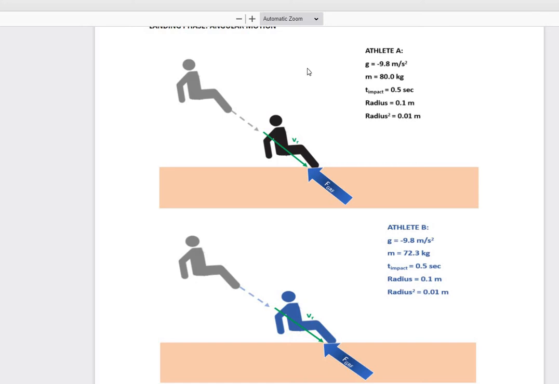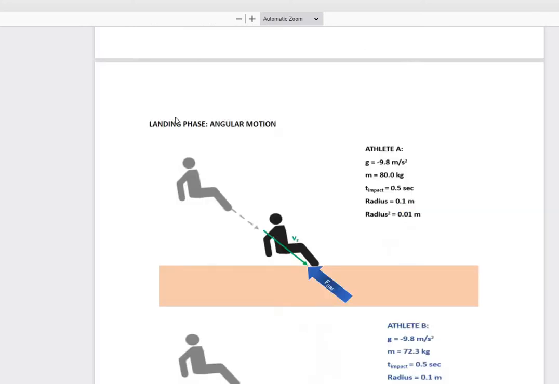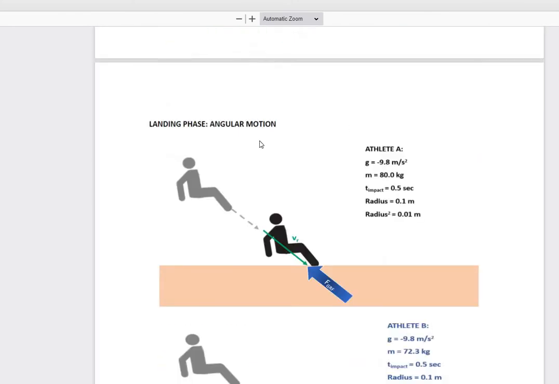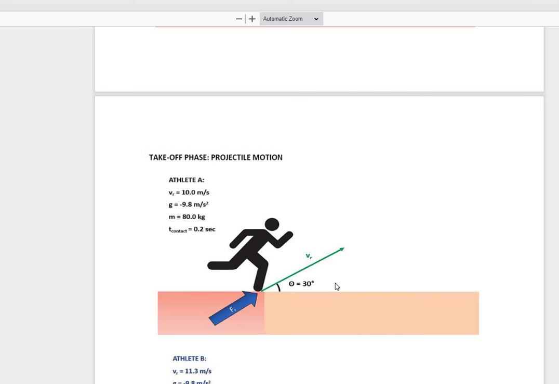But this, I would say, is the trickiest phase to attempt. Now, that doesn't mean to get the best grade you have to just do angular motion. I should add, this is the angular motion around the hip. Again, this all makes sense once you've had the lecture.